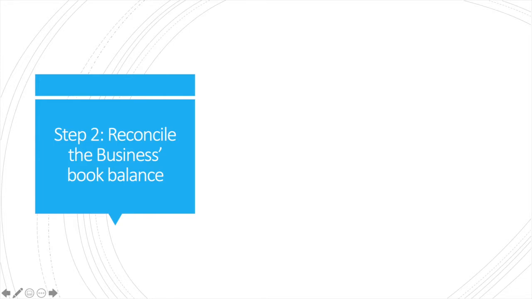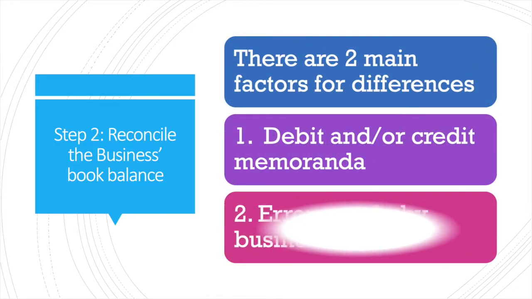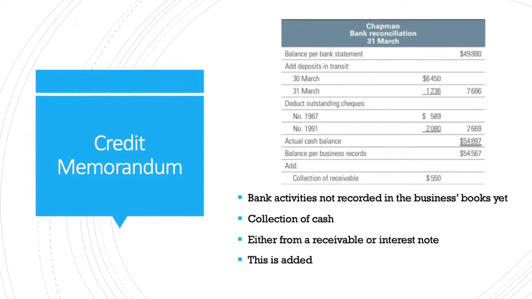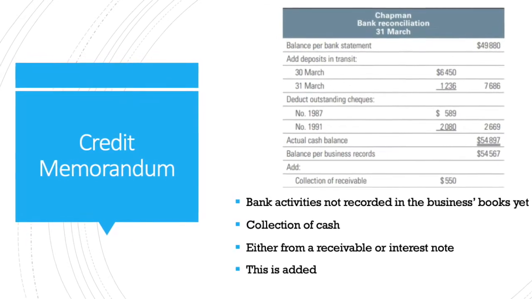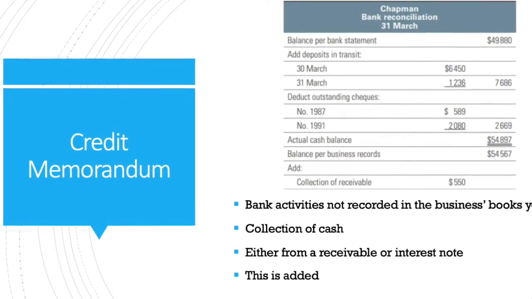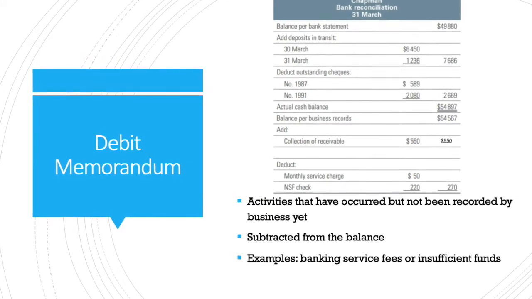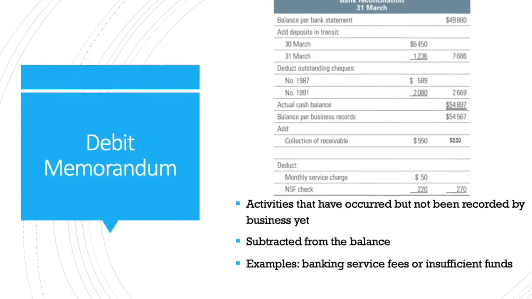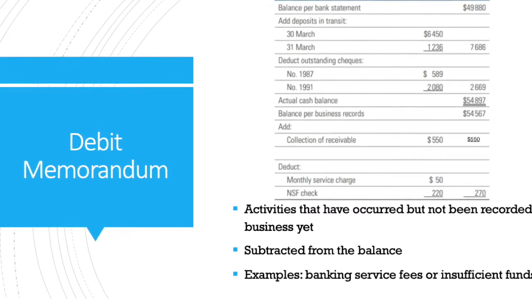Step 2, the business's book balance. Theirs will differ for 2 main reasons: debit and credit memoranda and errors. A credit memorandum is a bank activity that increases the business's balance and is seen on the bank statement. This occurs when the bank collects cash from either a receivable or interest note. This is added to the balance. Debit memoranda are activities that are subtracted from the balance, such as banking service fees or insufficient funds. These should be deducted in the books as the business no longer has this money.